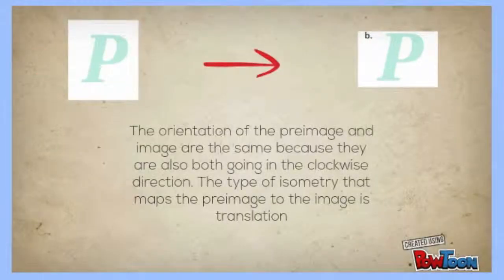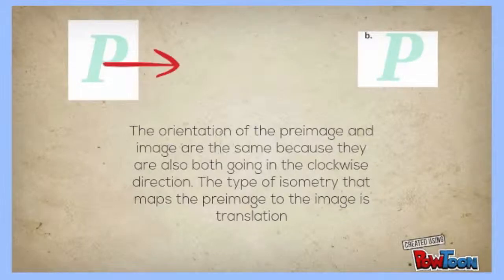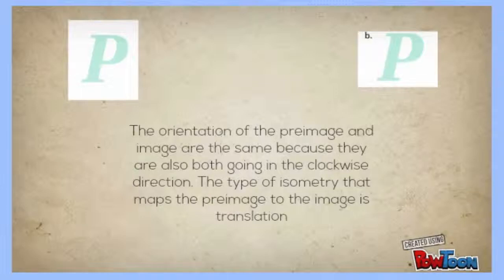The second example over here is that the orientation of the pre-image and image are the same, because they're both going in the clockwise direction. And this is called a translation because the letter is not being flipped in a vertical or horizontal way. As you can see, this could either be a 0-degree rotation or a 360-degree rotation, as it is the same style as the figure on the left.